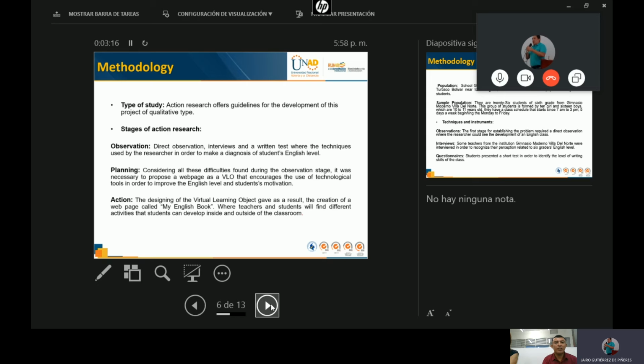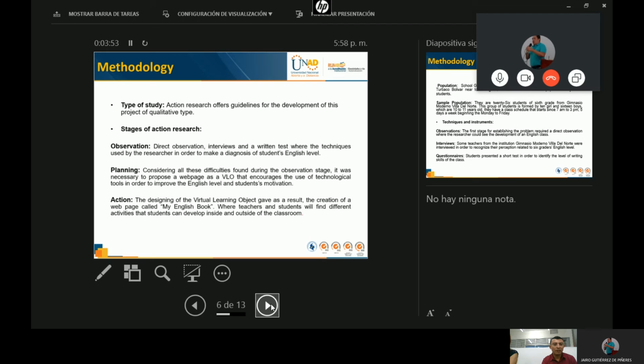Methodology. Type of study: action research offers a guideline for the development of this project, of qualitative type. The stages of research: observation, direct observation, interview, and writing tests; planning. Considering all these difficulties found during the observation stage, it was necessary to propose a web space as a virtual learning object that encourages the use of technological tools in order to improve the English level.